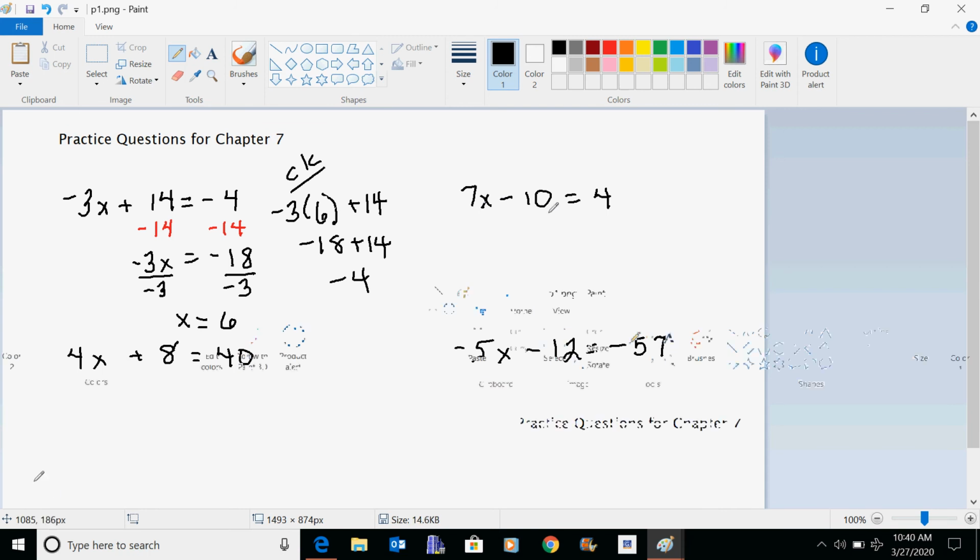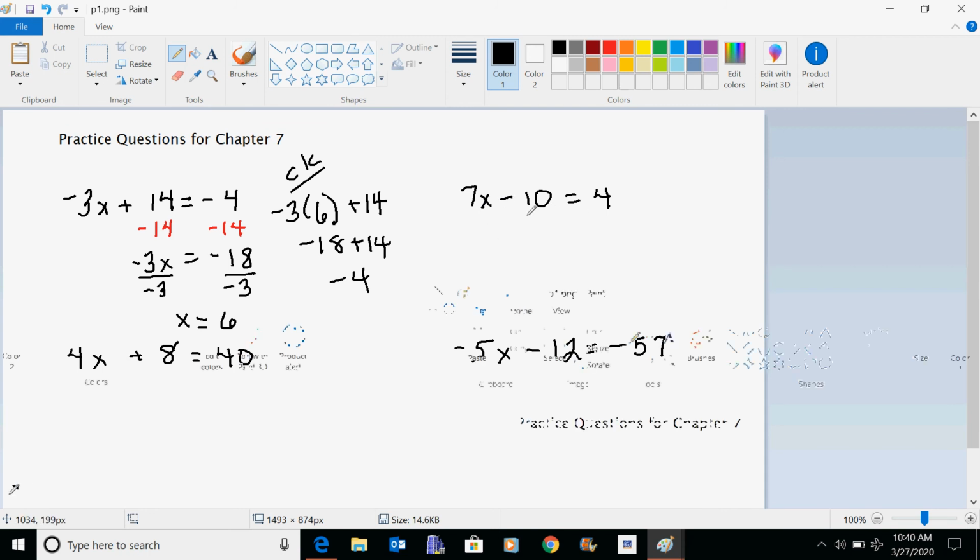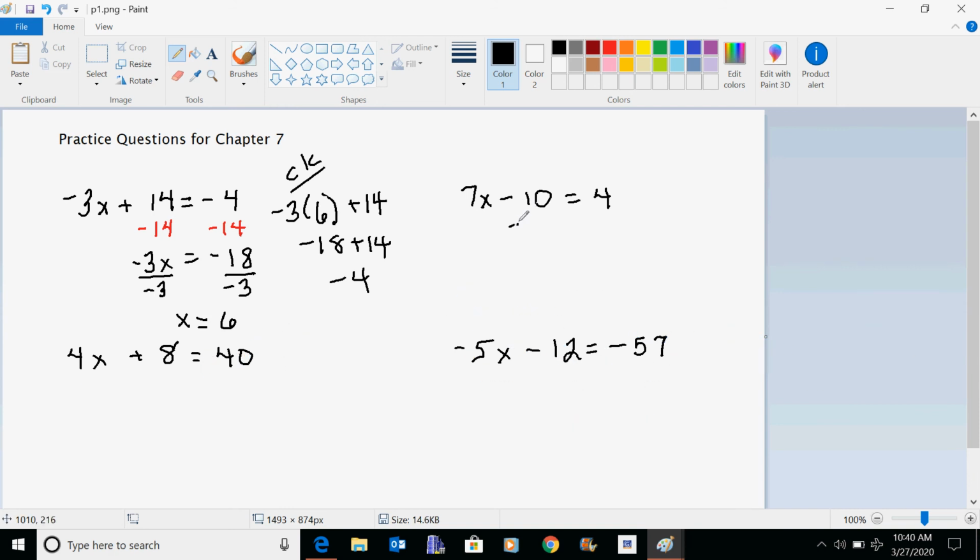7x minus 10. You're always looking for what you can do to get the variable by itself. So here we have this -10 to get rid of, so you add 10 to both sides. This is a little easier. 4 plus 10, 14. 7x equals 14, so you divide both sides. You're always doing the same thing to both sides of the equation.